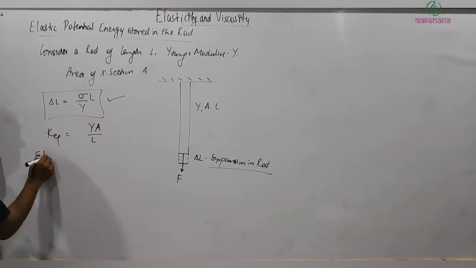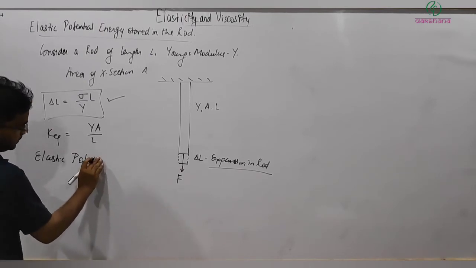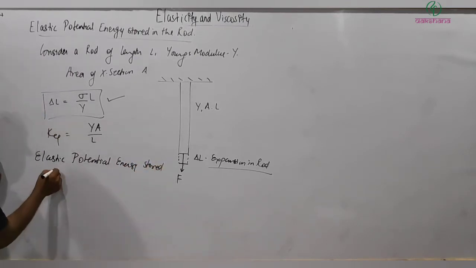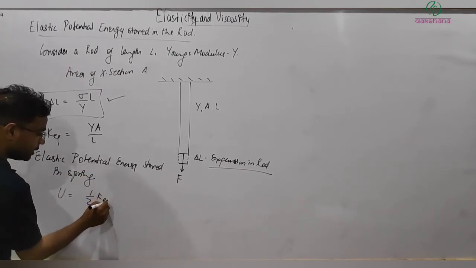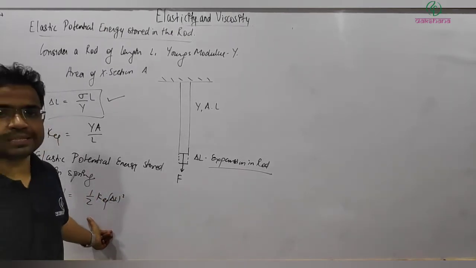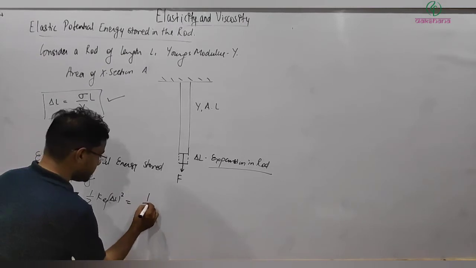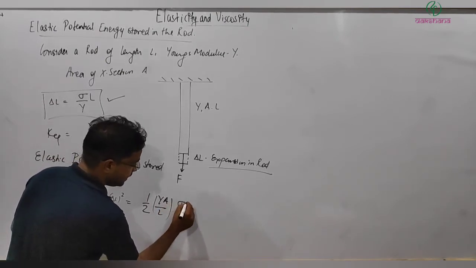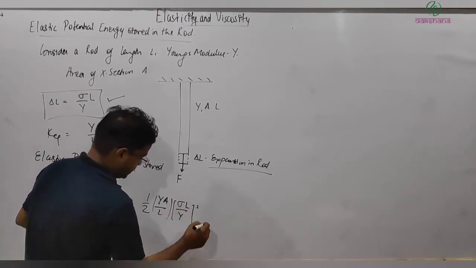So elastic potential energy stored in the spring, U, can be written as half K equivalent into delta L square. Simple, by treating it just like a spring, right? Nothing complex, remember that. Easy, straightforward. Let me substitute the values. YA by L is K. What is delta L? Sigma L by Y. So let me simplify it.